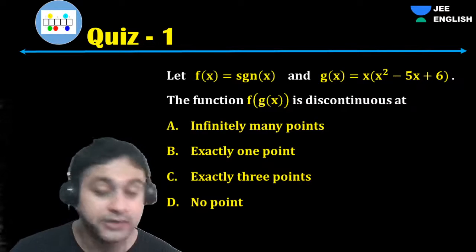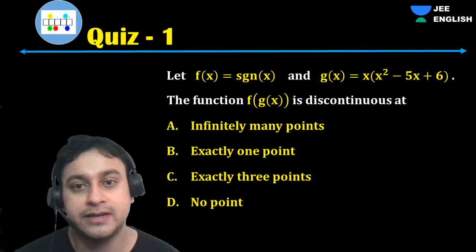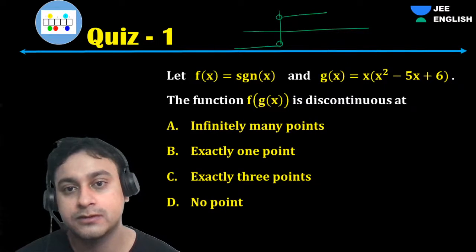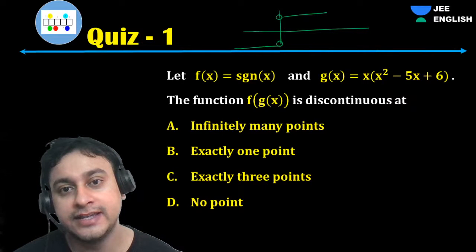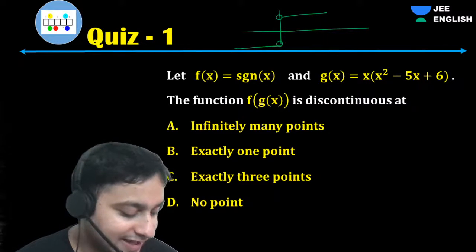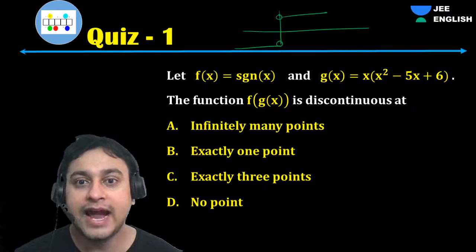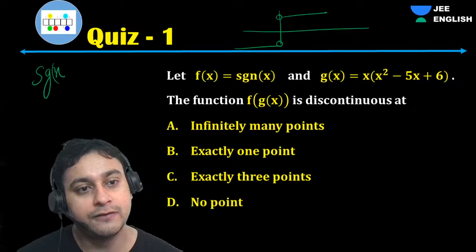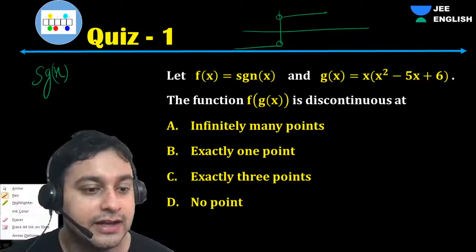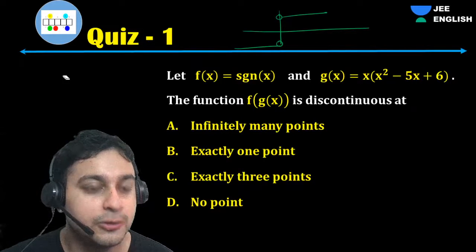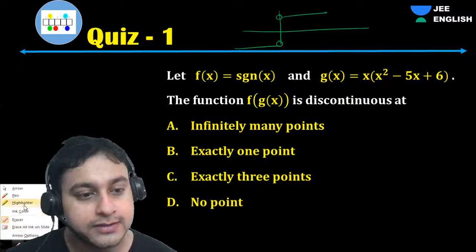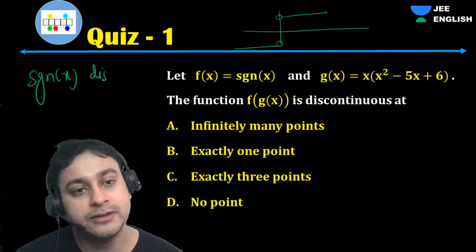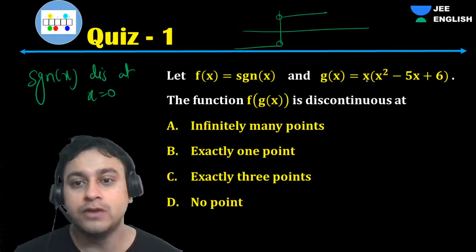So guys, obviously everyone knows the graph of signum x, right? If I draw the graph of signum of x, it is going to be like this. Just after 0 it is 1, and just before 0 it is minus 1. So at 0, sgn x is discontinuous at x equals 0, right?